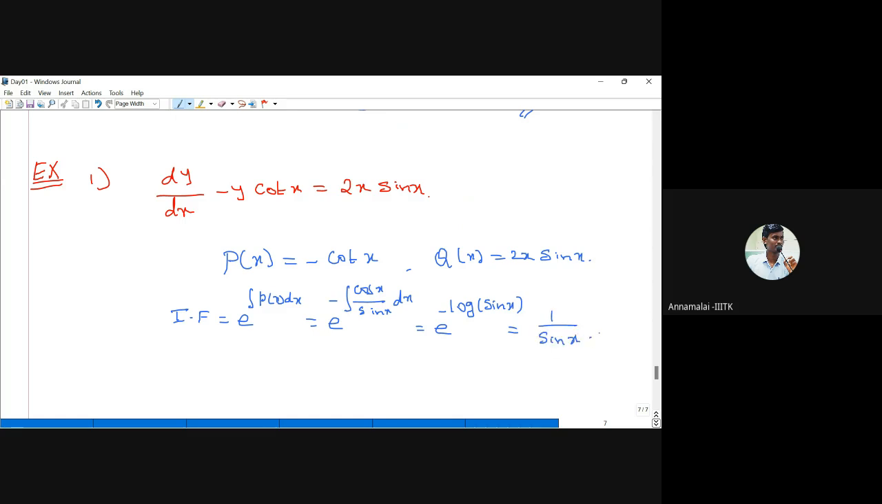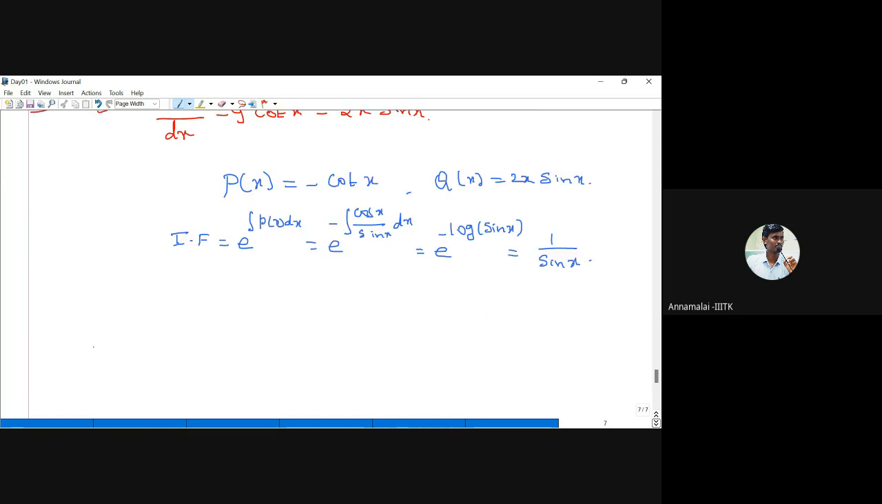So, this is an integrating factor. Therefore, the solution is: once you can find the integrating factor, you can write the solution. y into the integrating factor, 1 by sin x, equals the integral of the integrating factor 1 by sin x into q, which is 2x sin x, into dx, plus some constant c.